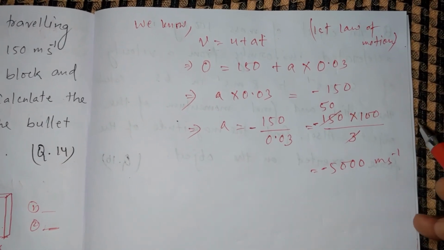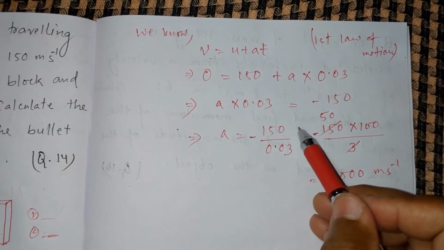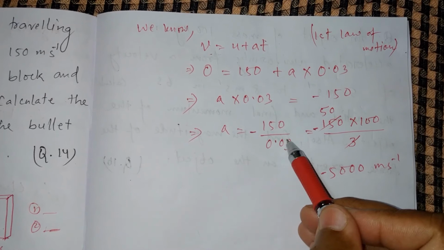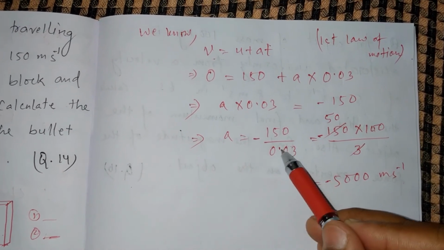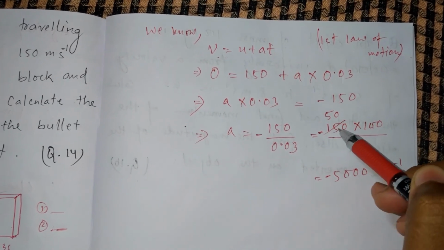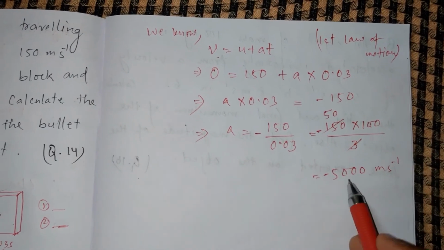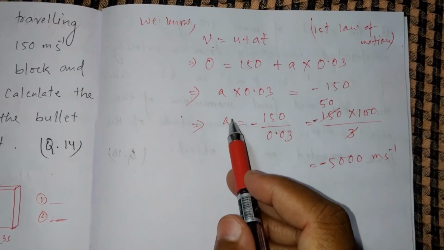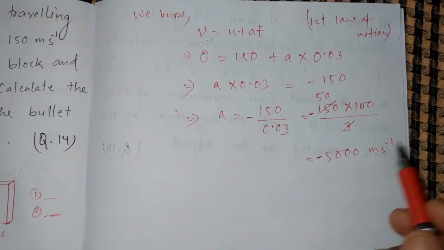If you want to remove this decimal point, we have to multiply by 100 in the numerator and denominator, because here you have two decimal places. Then 5 into 3 is 15, then you have 0 here, so 50 into 100 is 5000 meter per second square. It is minus because this acceleration is in the opposite direction of the motion of the bullet.